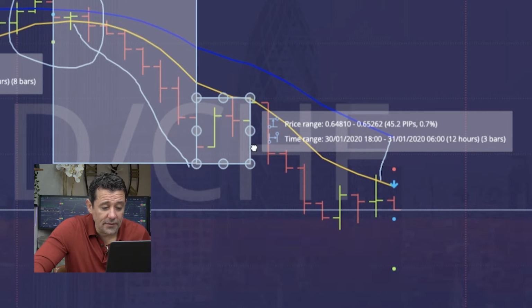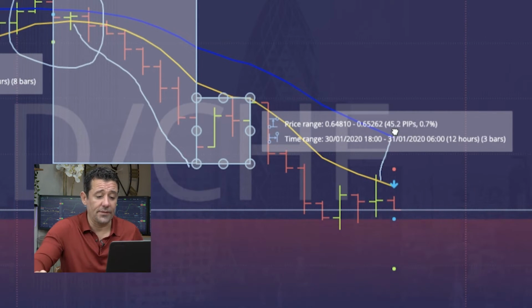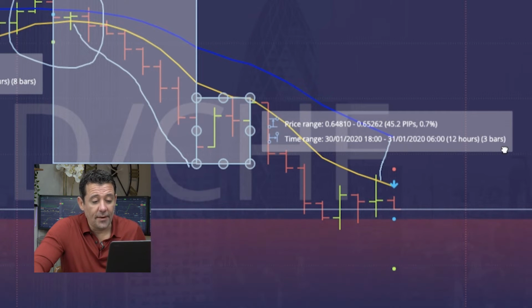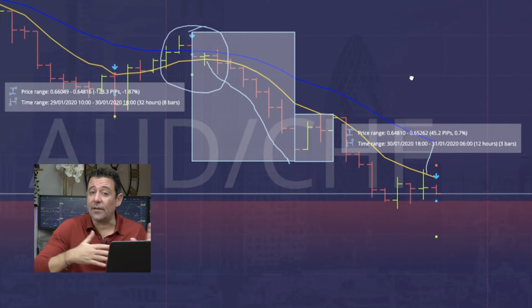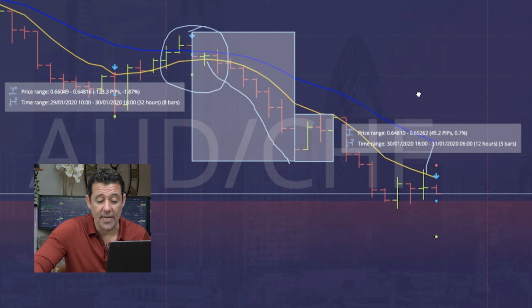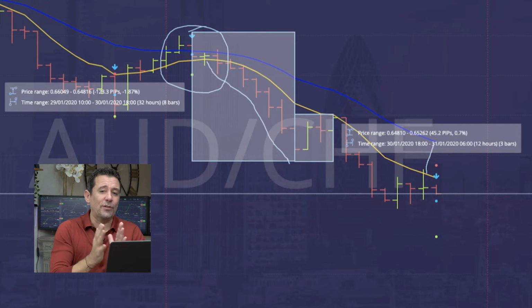So here we've got, again, 12 hours. This is 45 pips. It's nearly a third of the movement. It's 3 bars. It's only 12 hours. So we know that our phase 2, which is counter trend, moving back up towards the moving average, is only 12 hours in length as opposed to 32 hours. So a much shorter phase 2.